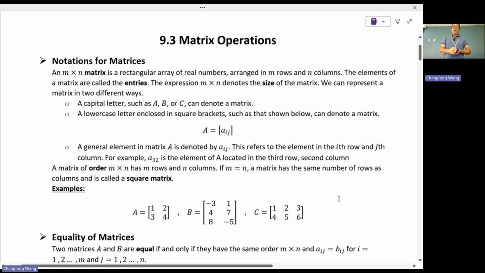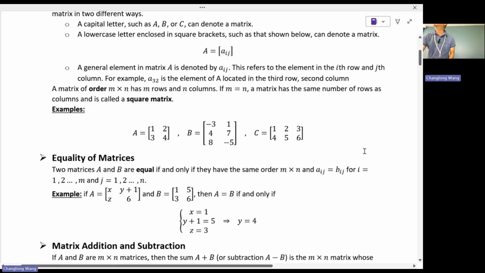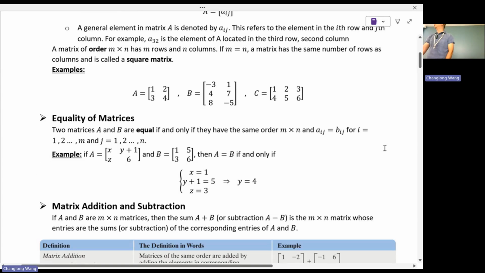Now, of course, there are some special matrices which have exactly the same number of rows and columns, and they are called square matrices. They look square. As you can see, matrix A is a square matrix. So far, so good? Just a whole bunch of names.